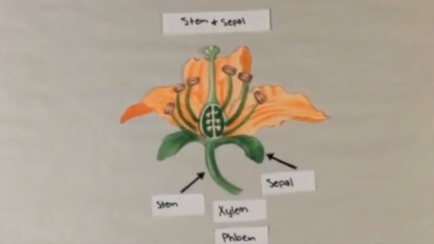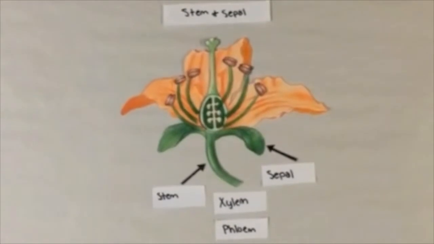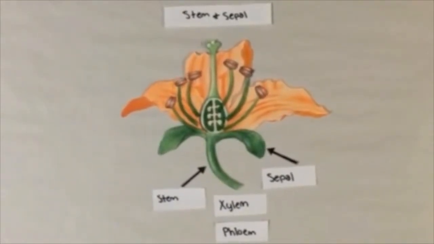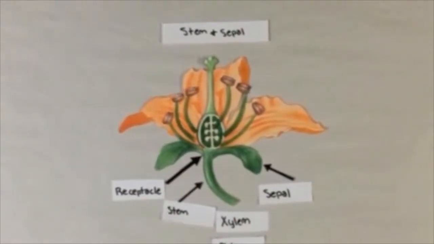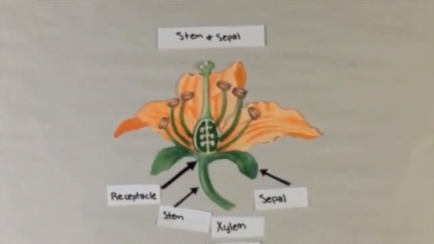The sepal served as a protective outer layer of the bud before the flower bloomed. And the receptacle supports the whole flower by holding the ovary, the stamen, and the petals.